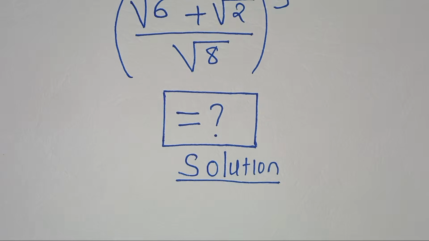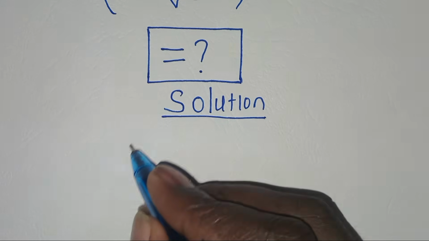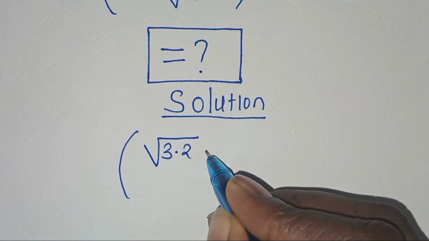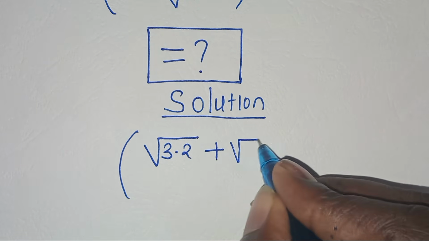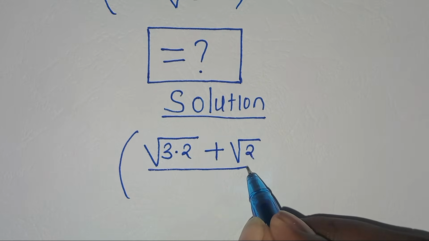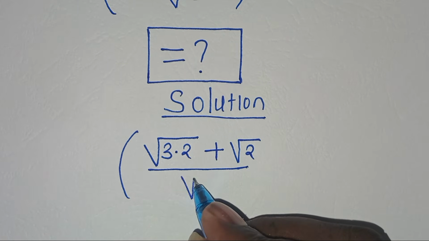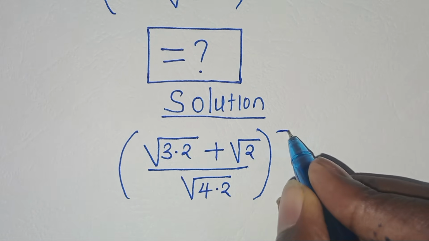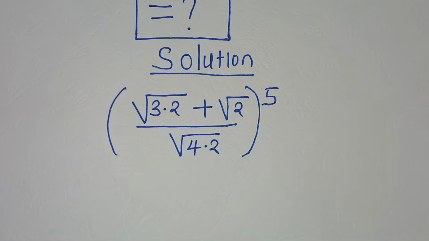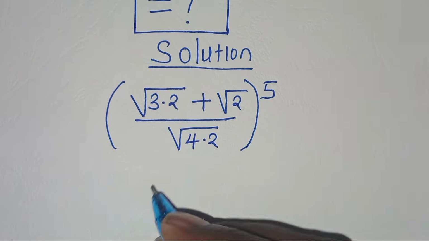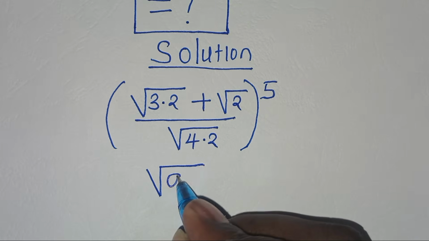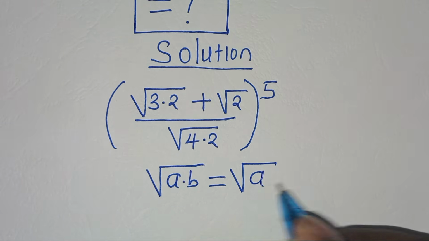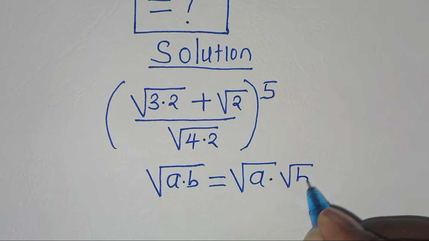We can express the square root of 6 as the square root of 3 multiplied by 2, then plus square root of 2, divided by square root of 8, which is the square root of 4 multiplied by 2, everything here raised to the power of 5. Now, this is in the form of square root of a times b, which we can express as the square root of a times square root of b.